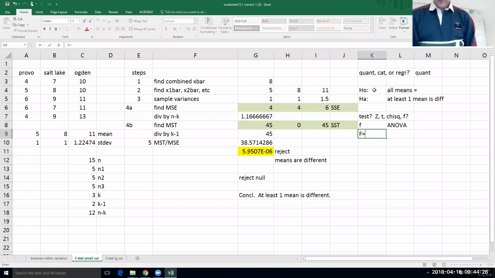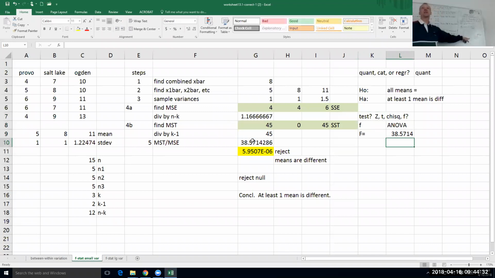I've got my F in this case equals 38.57. I took a picture on the board. Here's what's going on. I drew that just for Russell because I know that he's going to ask for his half-point extra credit on the quiz tomorrow.